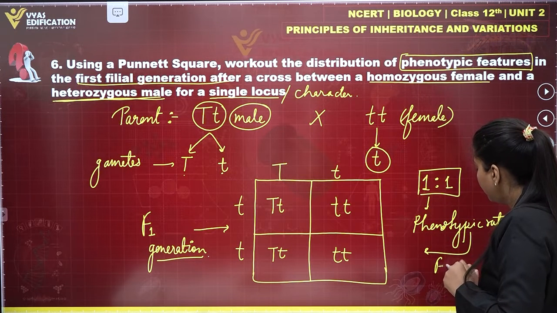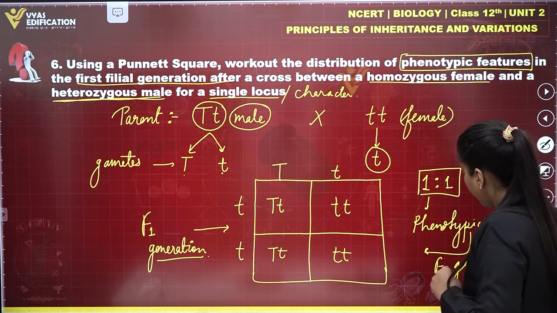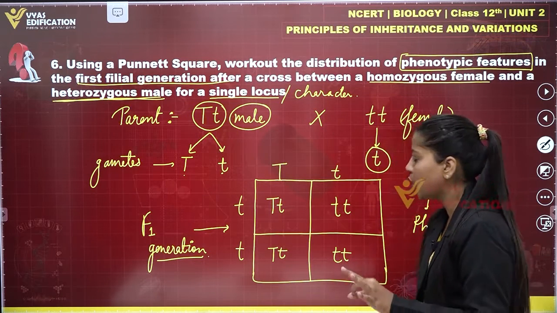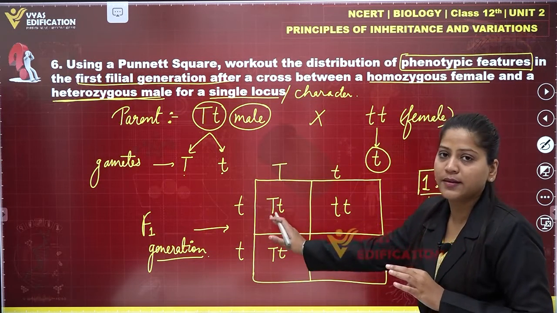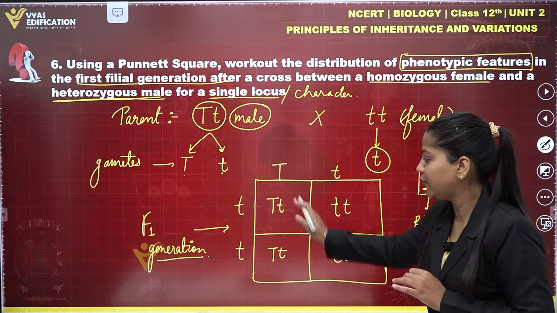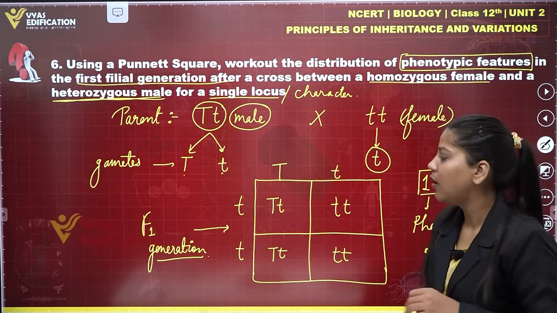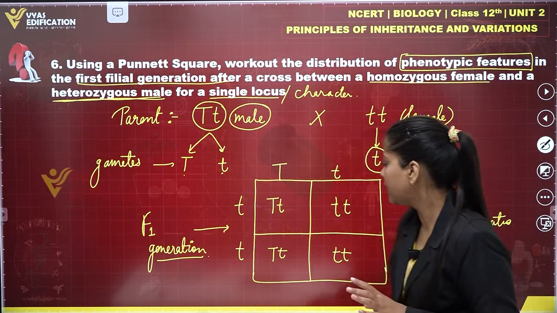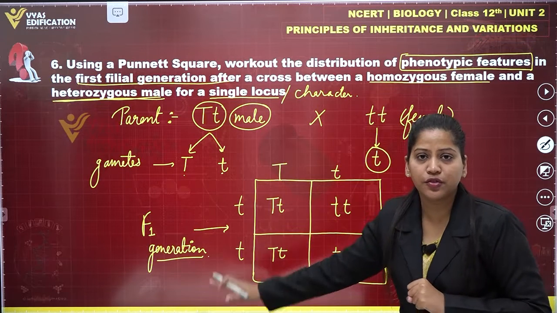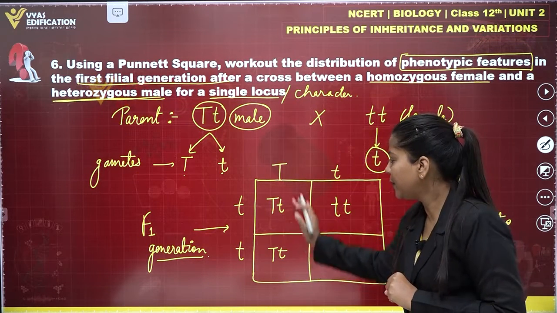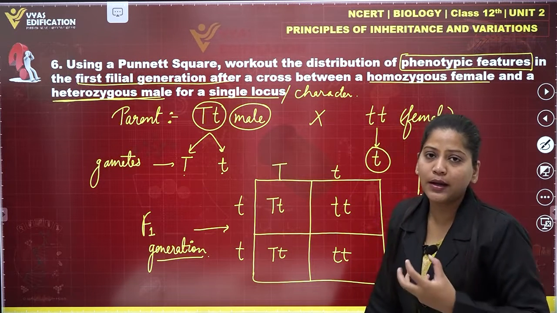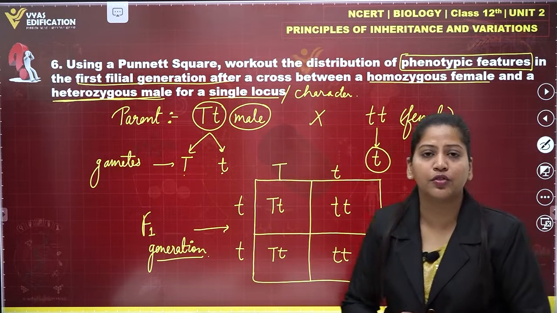Alright, so in the F1 generation 1:1 means 50% of the individuals are dwarf and 50% are heterozygous tall. What is the conclusion? That 50% of the individuals of the F1 generation are small and 50% of the F1 generation are tall in nature. So this is the complete solution of question number 6.